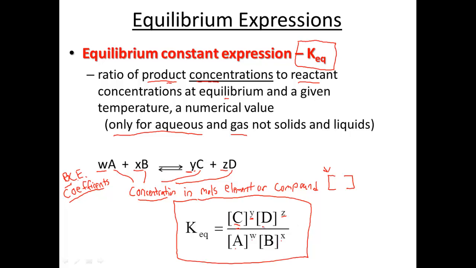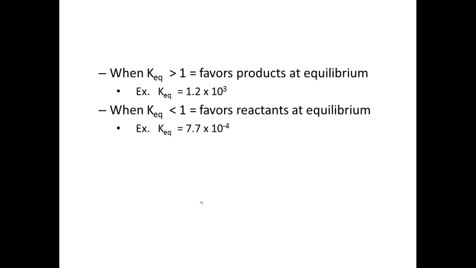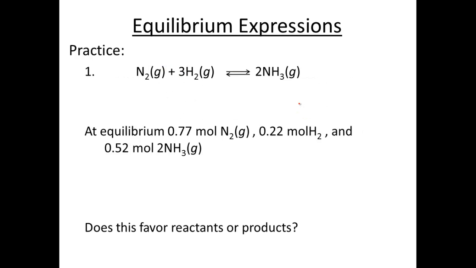Now, when you get an answer, whatever the KEQ is, if it's greater than 1, it favors products at equilibrium. If it's less than 1, it favors the reactants at equilibrium. So to try this out, we have an equation here. Nitrogen plus hydrogen gas produces ammonia. And we notice that there's no 1 here, but there should be the number 1. We don't write the 1s, to a 3:2 ratio for each of these gases.